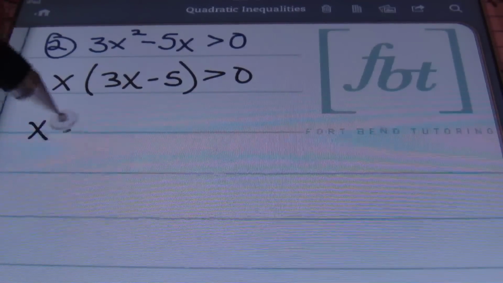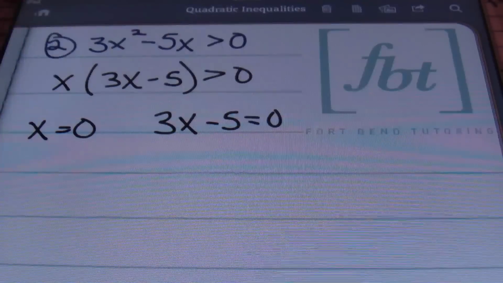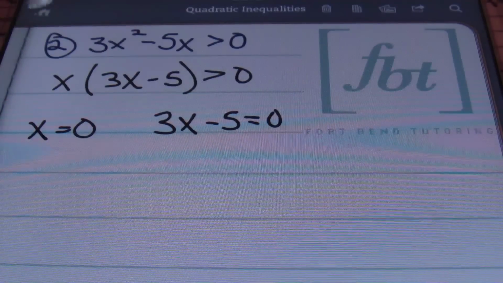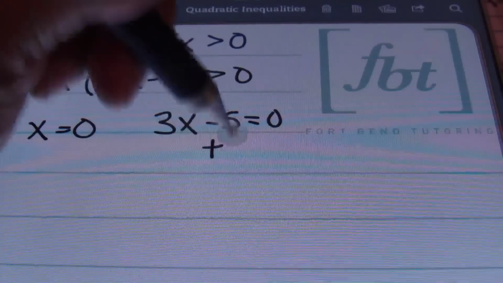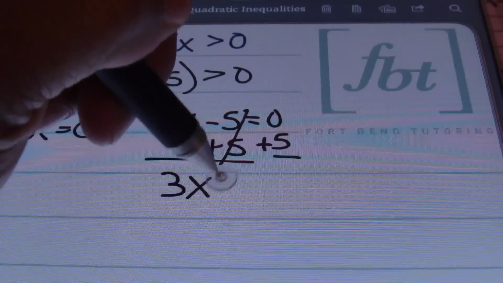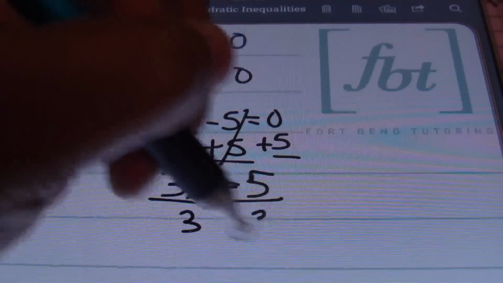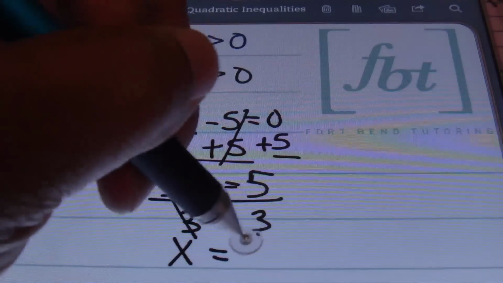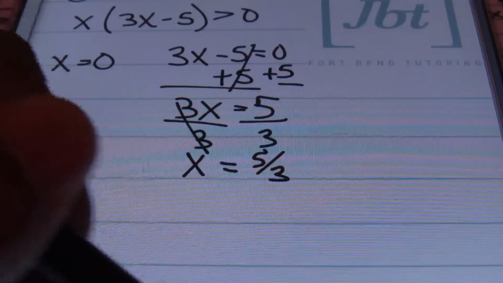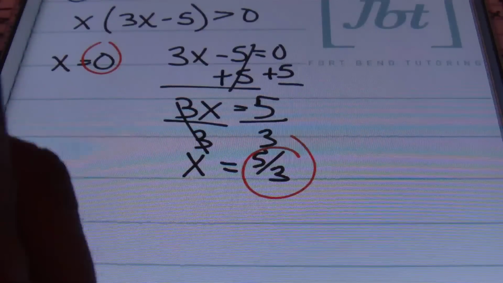So I have x equals 0, and I also have 3x minus 5 equals 0, and we'll solve for each. Your first equation is already solved for. So over here in the second equation, I'll be adding 5 to both sides. And I'm going to bring down this 3x, which equals 5, and then I'm going to solve for that. And dividing both sides by 3, we'll end up with x equals 5/3, just like so. So I now know that at this point, I have two critical values. One is 0, and the other one is 5/3.